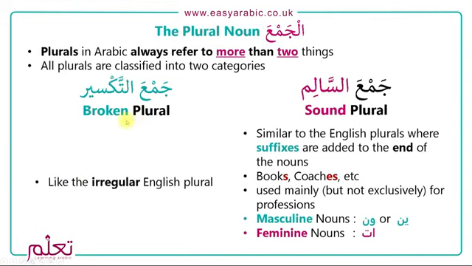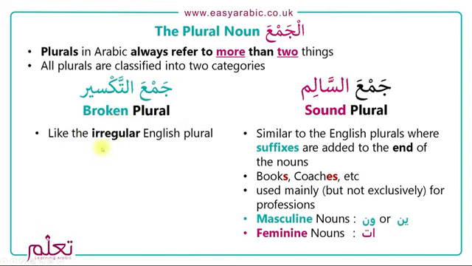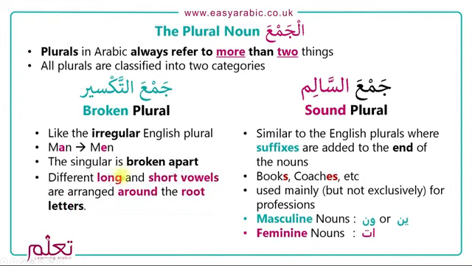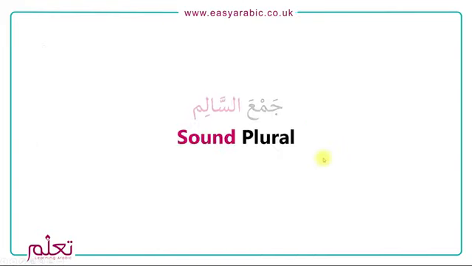The broken plural is very much like the irregular English plural, where we saw man becomes men. Okay, and the reason it's called broken plural is because the letters are broken apart to the root letters, and then long and short vowels are arranged around the root letters. So the first one is the sound plural.